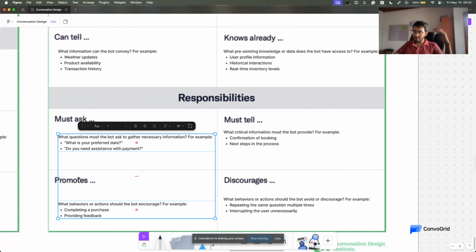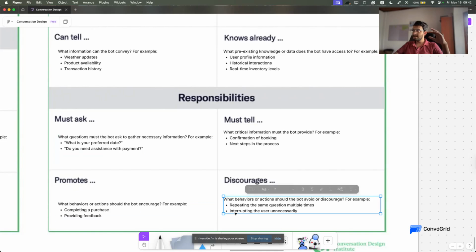So those are the sorts of behaviors that the bot should encourage, which is what we focus on in promotes. And what we discourage is what the bot should try to stop the user from doing. For example, it should try to stop the user from engaging in unnecessary conversations that are not related to the domain. For example, the user may be suggesting something explicit which is not intended in the bot's use case. So we have guardrails for that, of course.